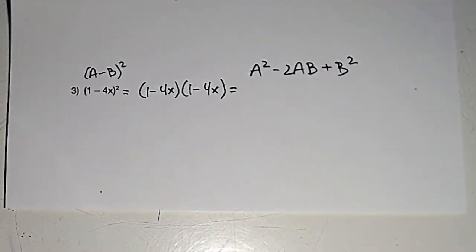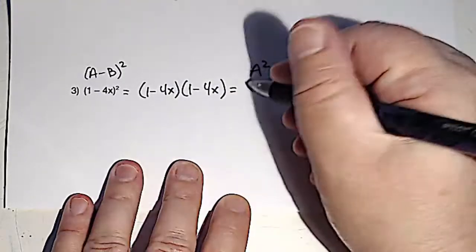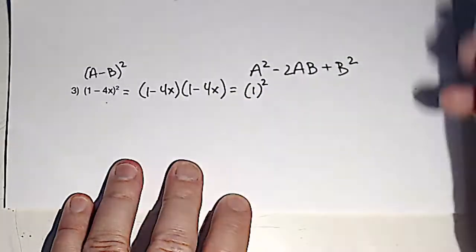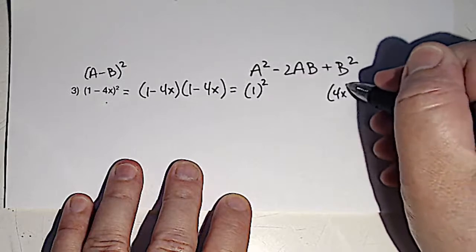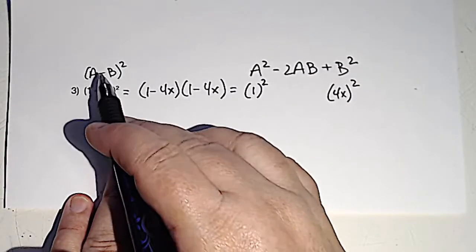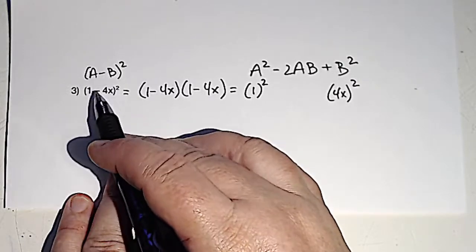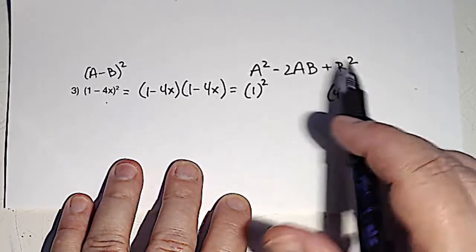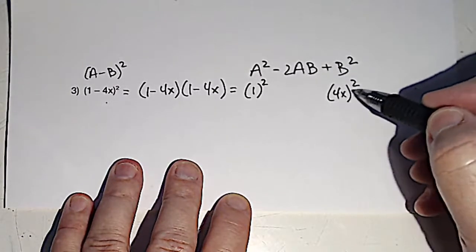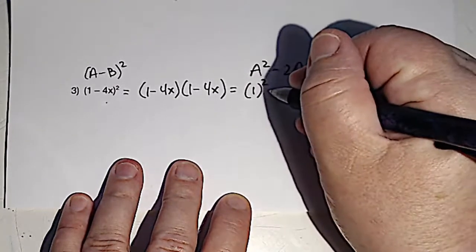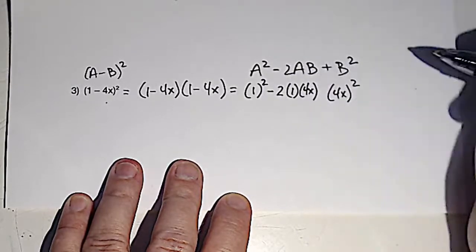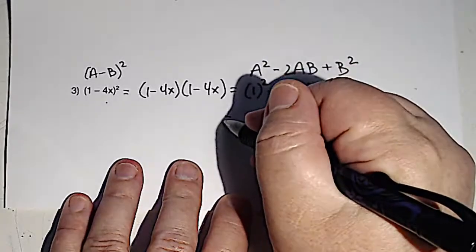Well, in this case, the a is 1. So I square the first one. And the b is 4x. Now, a lot of people are like, well, what about the minus? Do I have to worry about the minus? And the answer is no, because it's part of this formula. See, the minus is supposed to be there. So we just follow this formula because the minus is already taken care of. So I've got b is 4x, the quantity squared. And then in the middle, I've got a minus 2 times 1 times 4x. So this one's a little more complicated.